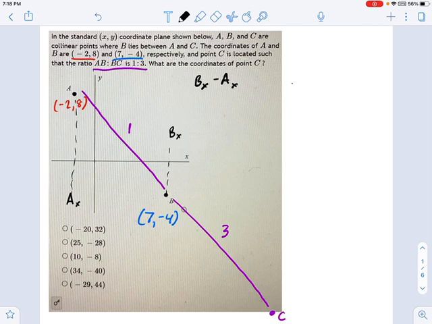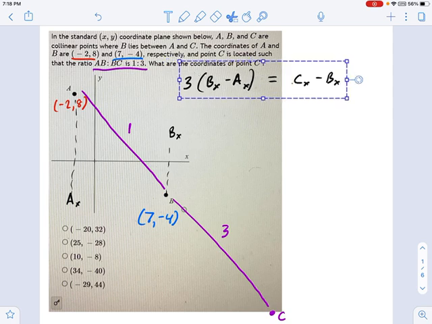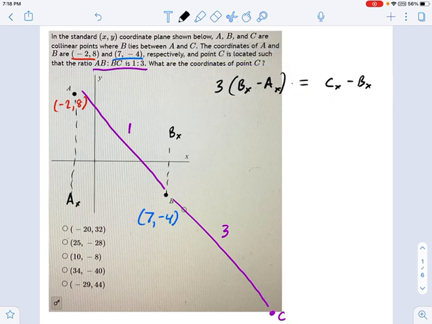Compare that to the distance traveled from B to C. It's this C coordinate minus the B coordinate. Those are going to be in a ratio of 3 to 1, meaning 3 times the smaller one equals the bigger one. So let's go ahead and calculate this. We have our equation now. I think we've done all the heavy lifting. We just need to plug some numbers in.